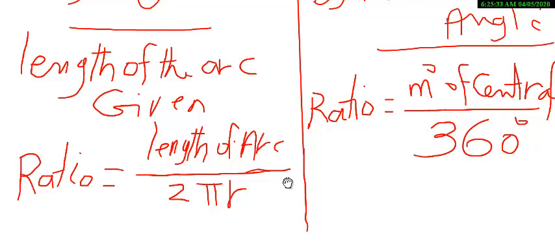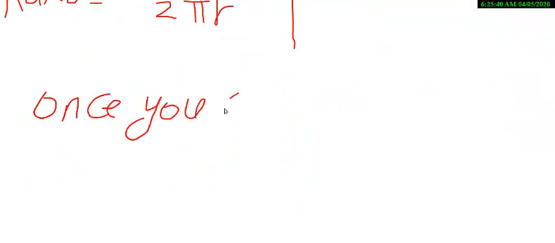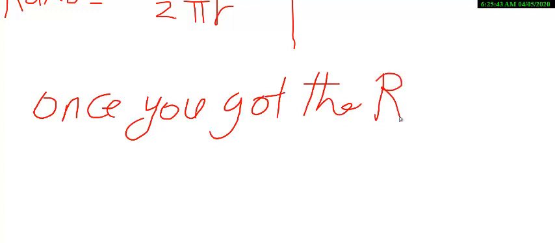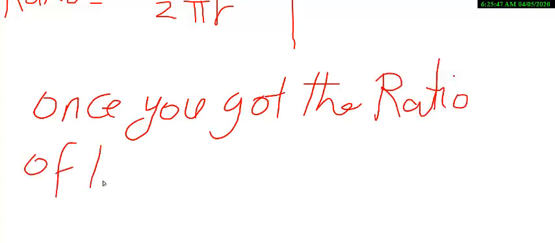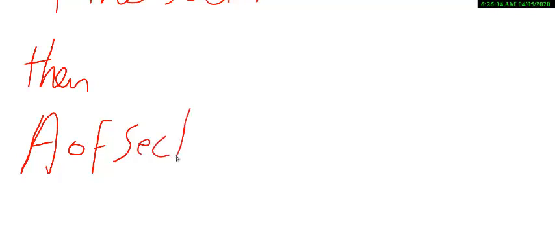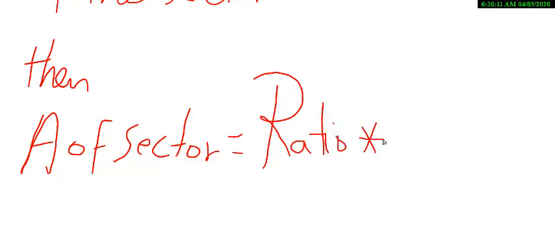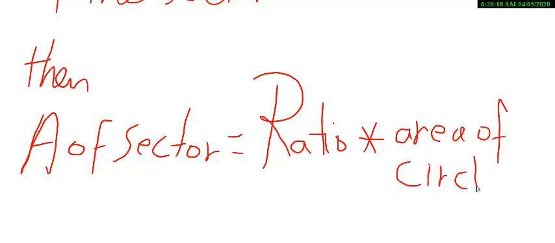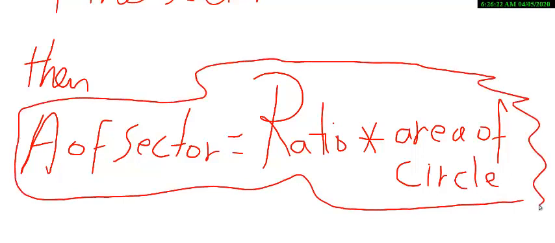So we need to move to the next step, which is once you got the ratio of the arc or the ratio of the sector, the same meaning, then area of sector equals ratio multiplied by area of the circle, and this will complete the area of the sector.